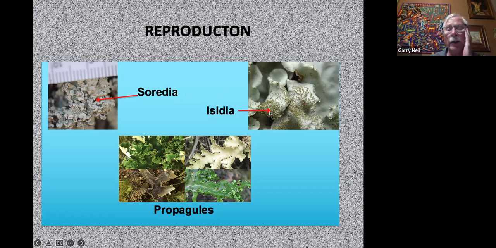Then you have the isidia. And the isidia, you can see here, are just like little mini fingers sticking up. And inside the isidia are going to be the spores, the isidiospores, which are similar to the soredia spores because they have the fungus and the algae. And so in that case, you have this particular species with the isidia, this one with the soredia. And then finally, propagules, you can see this particular foliose lichen, and on the ends, there are these little tiny lobes, and these little lobes break off. And so that's another way they can asexually reproduce.